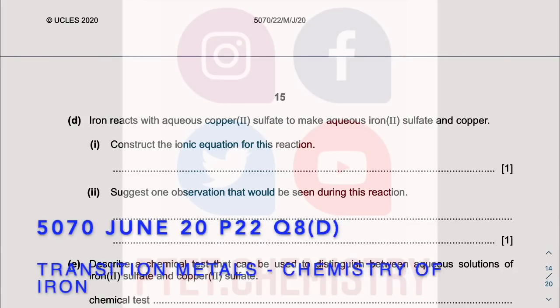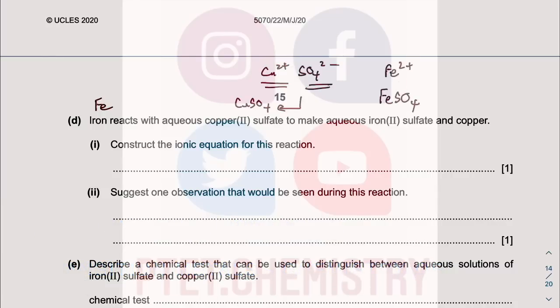Next bit, you are reacting iron. You're reacting copper 2 sulfate. So Cu2+ and SO4 2-. There's your sulfate. This one, your formula is FeSO4 for the same reason. Fe2+ and SO4 2-. You get copper there. But you want the ionic equation.